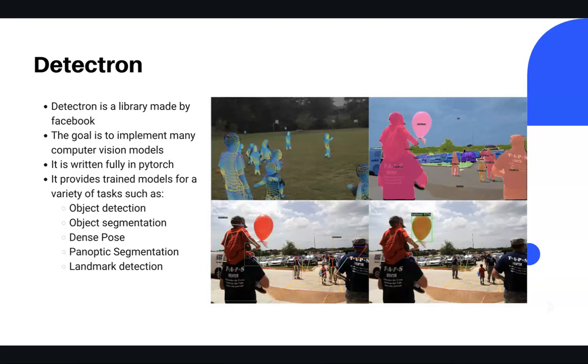How can we access the model architecture? How can we change the model architecture very easily and very quickly? And it provides trained models for a variety of tasks, such as, of course, object detection, as we were looking here, object segmentation or instance segmentation as it is most likely known, dense pose estimation, panoptic segmentation, landmark detection, and much more.